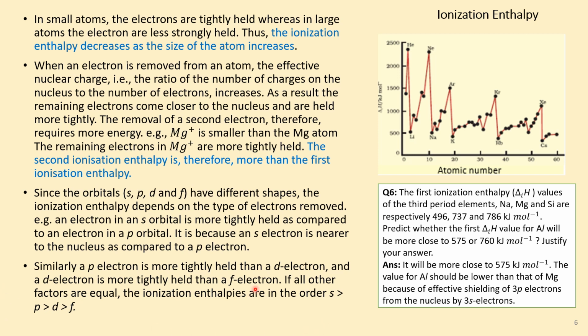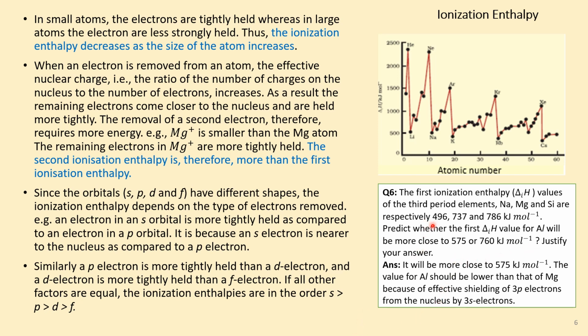So we will answer one question. The first ionization enthalpy, delta IH, values of the third period elements sodium, magnesium, and silicon are respectively 496, 737, and 786 kilojoules per mole. Predict whether the first delta IH, that is the ionization enthalpy value for aluminum, will be closer to 575 or 760 kilojoules per mole. Justify your answer.